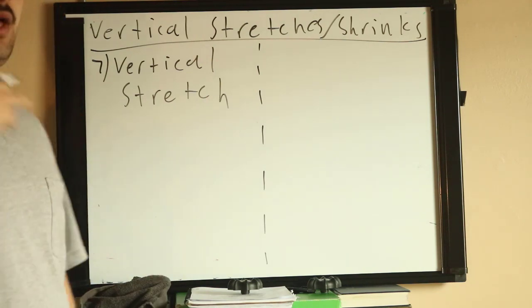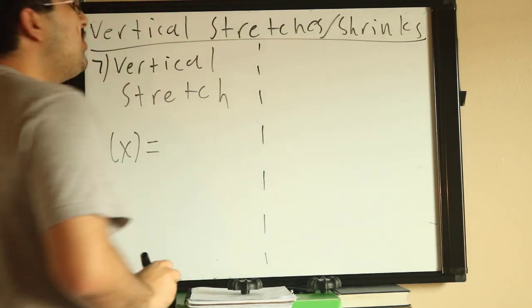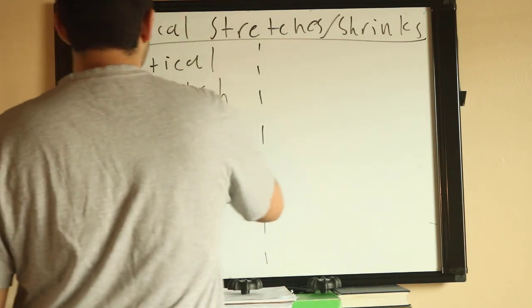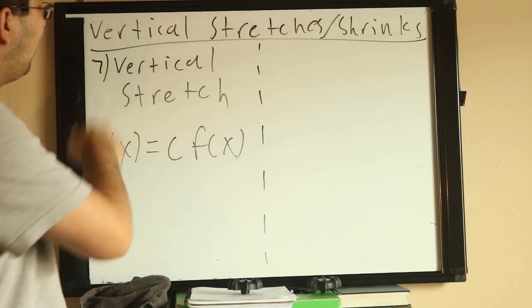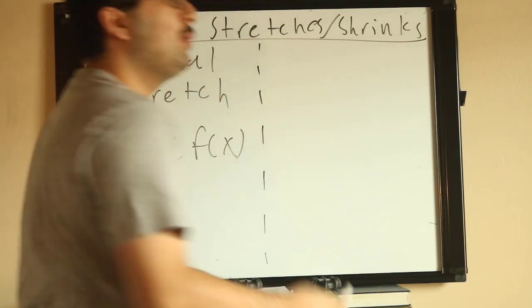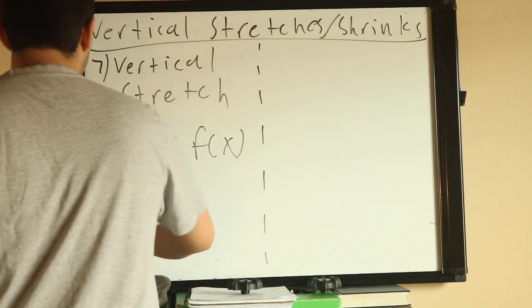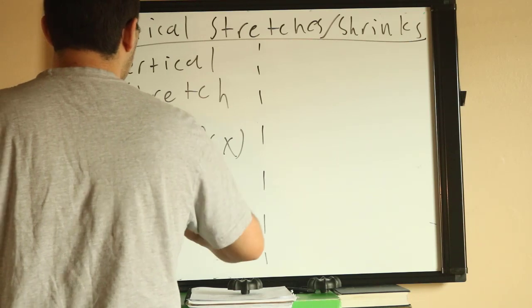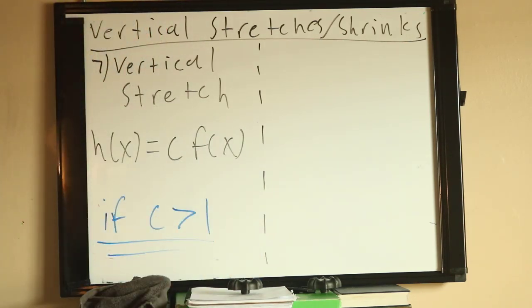Okay, so how do we represent this? For us, a vertical stretch is when h of x equals c times f of x. So when you're multiplying your function by a constant, what actually makes this a vertical stretch, the important fact, is that this constant is bigger than 1. So this is the big idea.